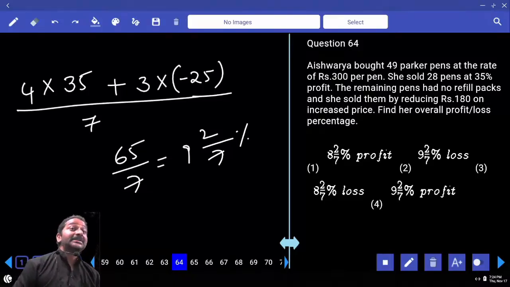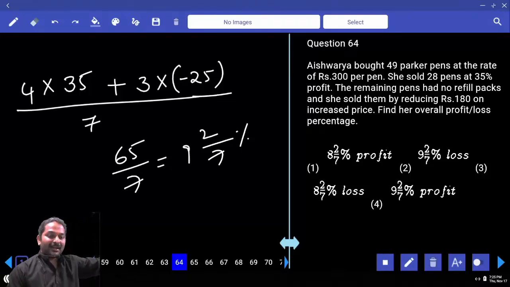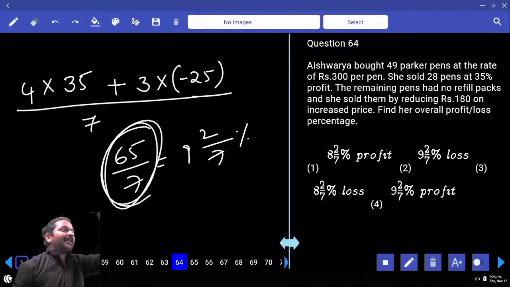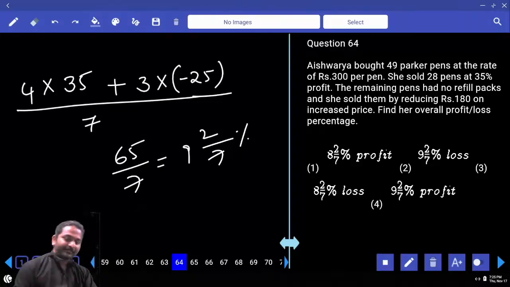Profit or loss? I am getting mixed answers. Those who say profit, it is right. Understood? When will it be a loss? If it is a negative number, then it is loss. Because we have a positive number, it is obviously profit percentage. Right. 9 2 by 7 percentage profit, fourth option.